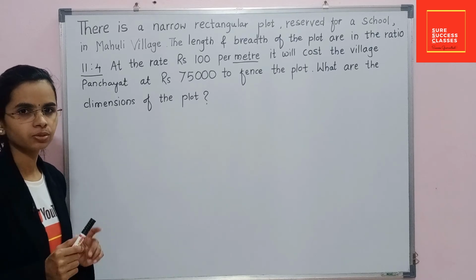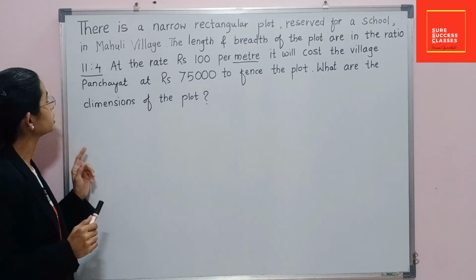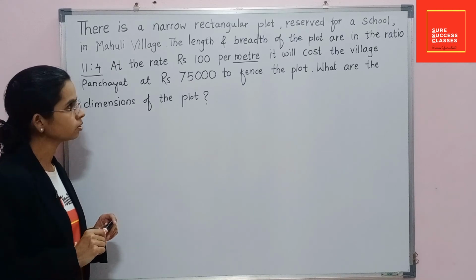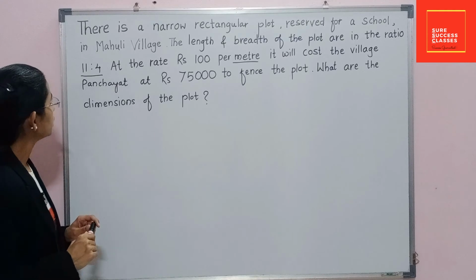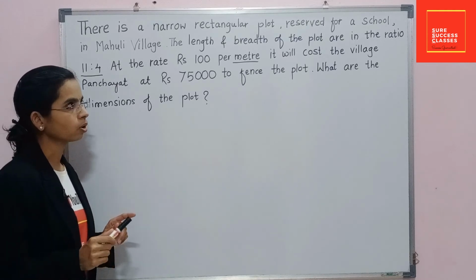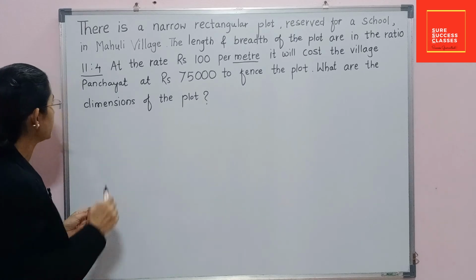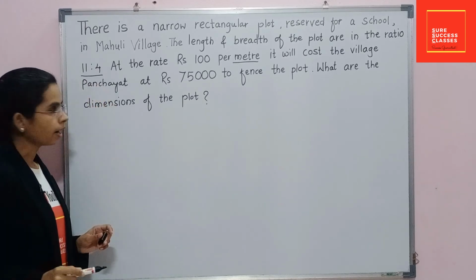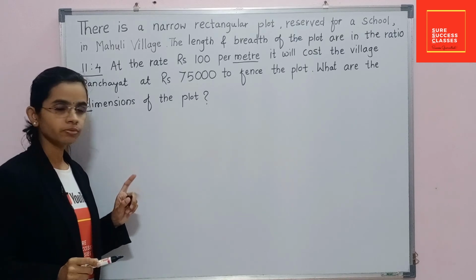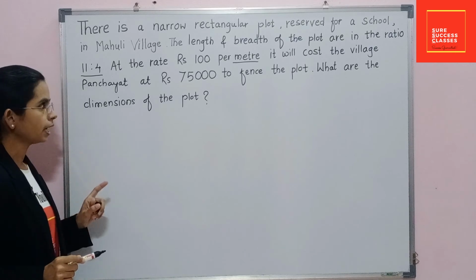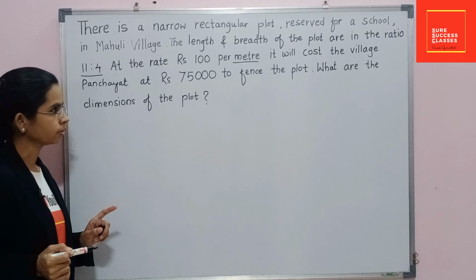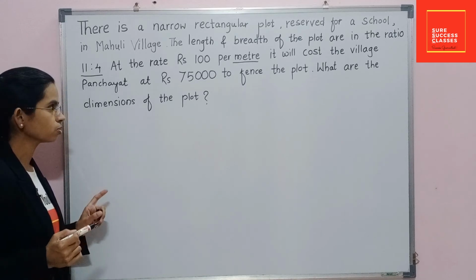First we will read the question carefully. So our question is, there is a narrow rectangular plot reserved for a school in Mahuli village. The length and breadth of the plot are in the ratio 11:4. At the rate ₹100 per meter, it will cost the village panchayat ₹75,000 to fence the plot. What are the dimensions of the plot?